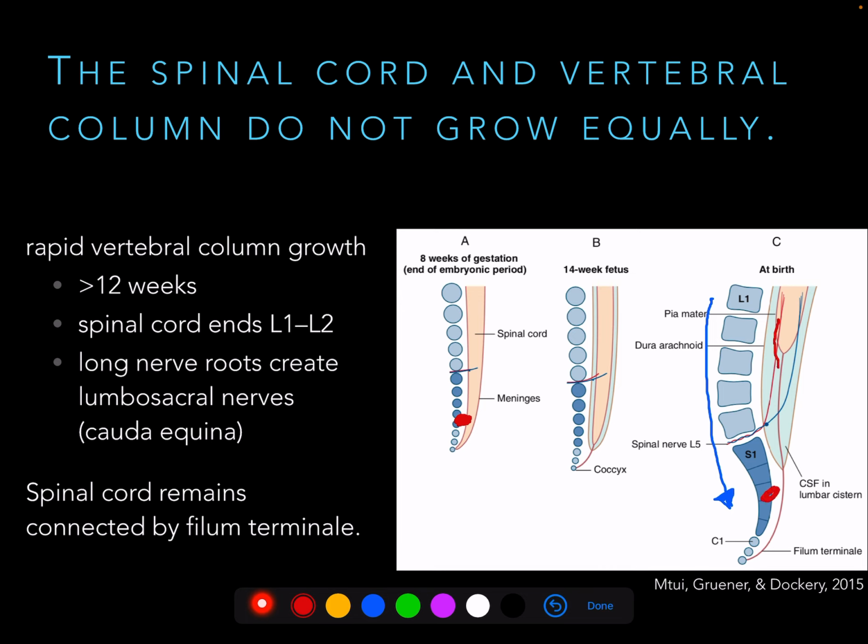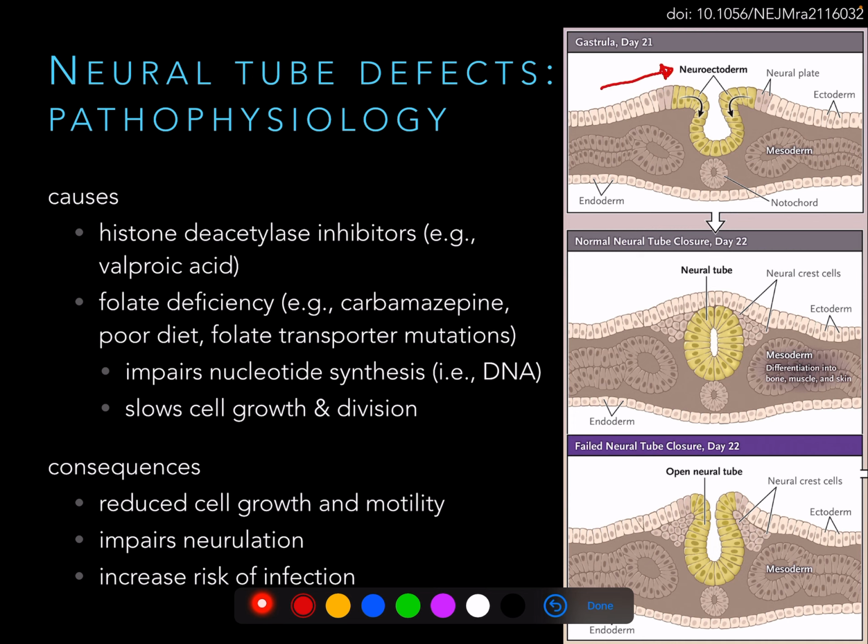But if growth is slow, let's see. Okay, let's do it up here. Nice solid line, solid growth. If growth is slowed down for some reason, then our neural grooves don't meet in time to fuse, and that leaves us with an open neural tube.